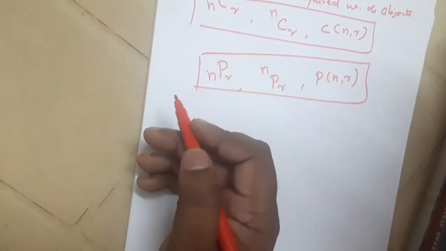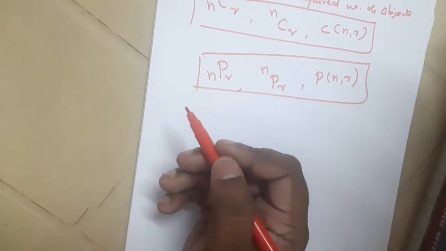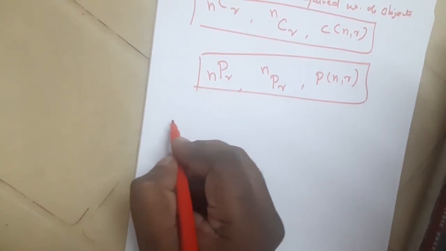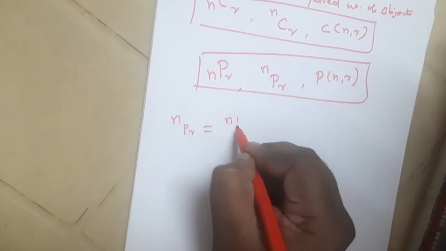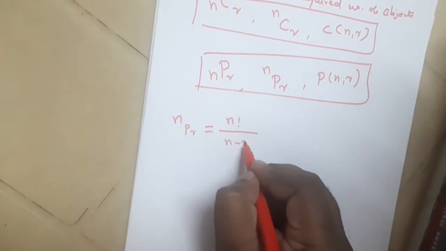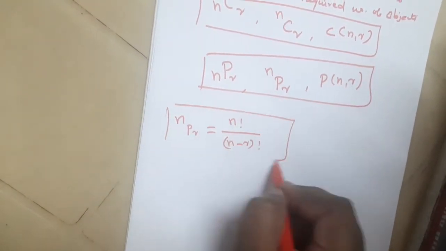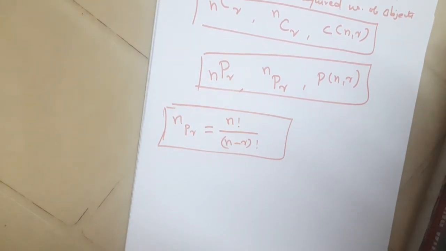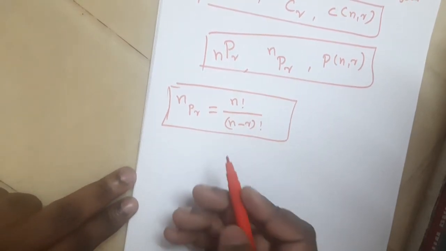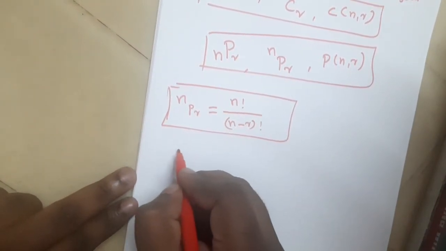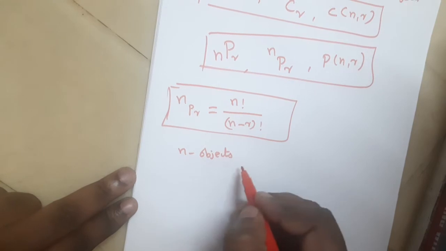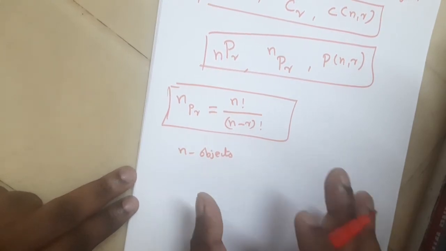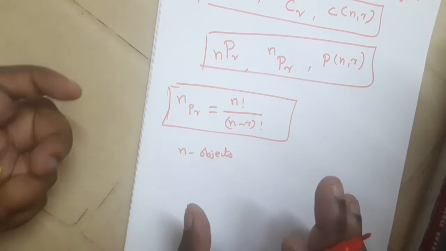Now we see some formulas for NCR and NPR. First, what is the formula for NPR? The NPR formula is given by n factorial by n minus r factorial in general. For example, we have n objects, and we want to arrange r objects.